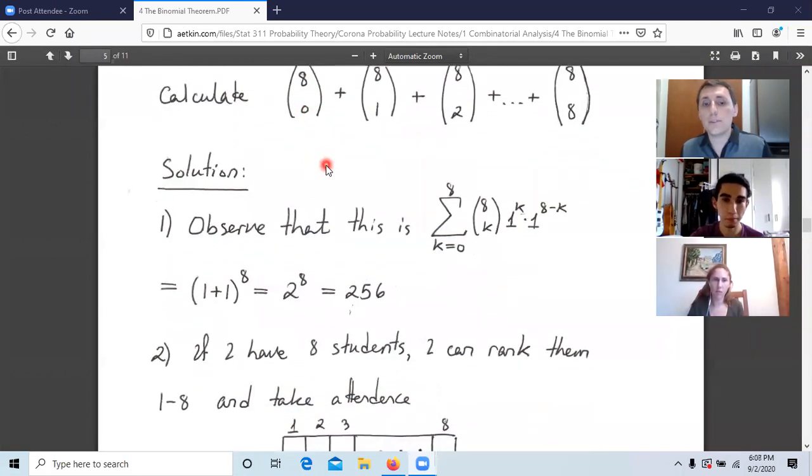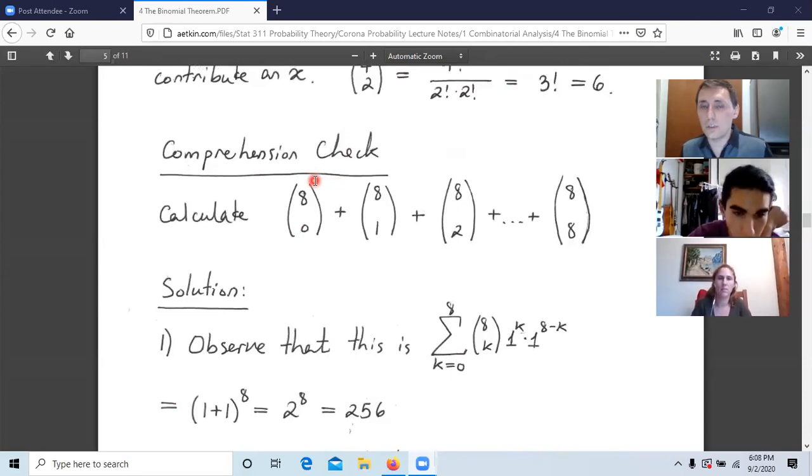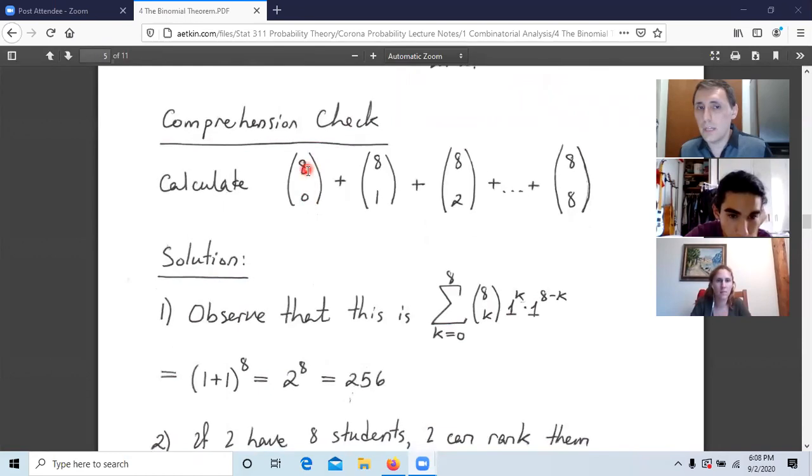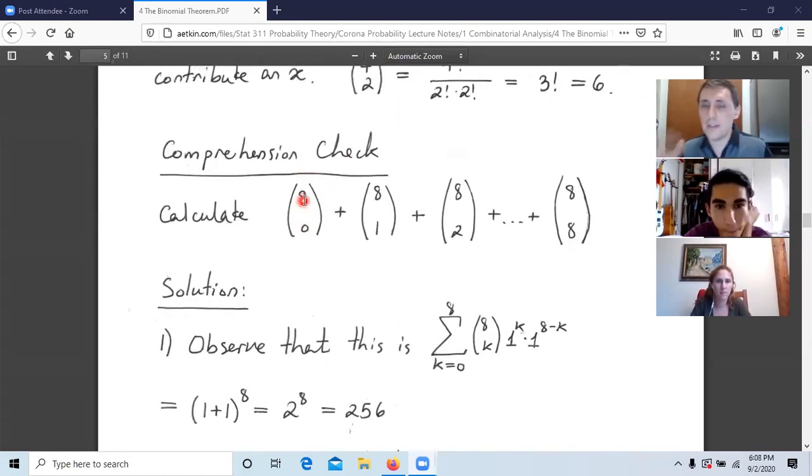Well, suppose that I have 8 students, and the students are listed as student 1 through student 8. Okay, so what does 8 choose 0 mean? Can anybody tell me what 8 choose 0 means? If I have 8 students, that means what?